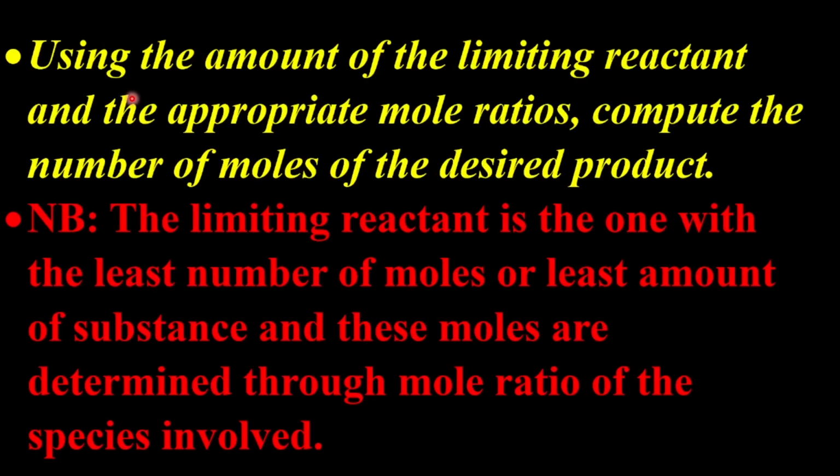The next point, using the amount of the limiting reactant and the appropriate mole ratios, compute the number of moles of the desired product. So how do we do that? When we pick one question, you will see how it is done. If you are being asked what is the limiting reactant, it is the one with the least number of moles or least amount of substance, and these moles are determined through mole ratio. So we are going to go through the mole ratio process to determine the limiting reactant or reagent.